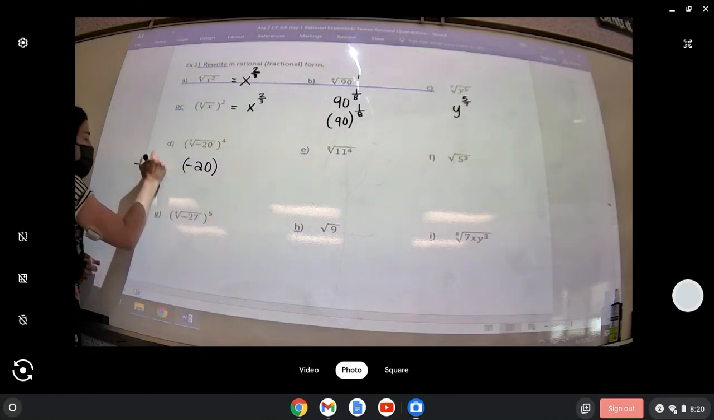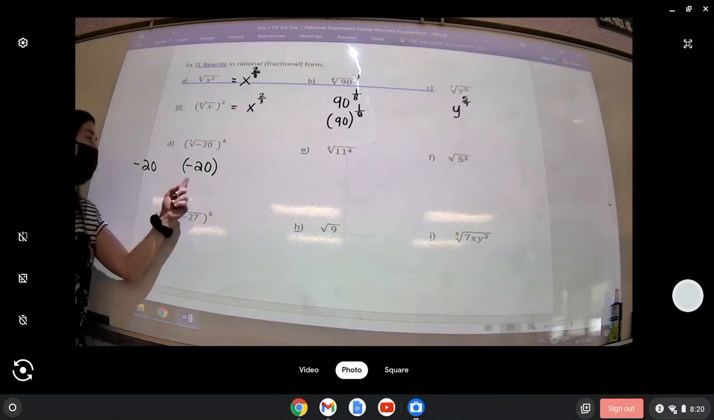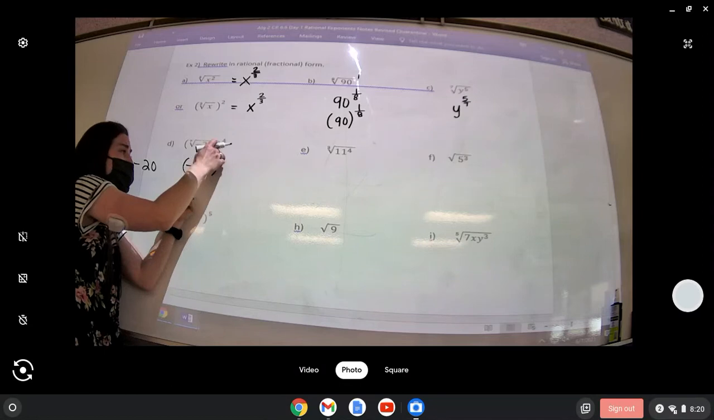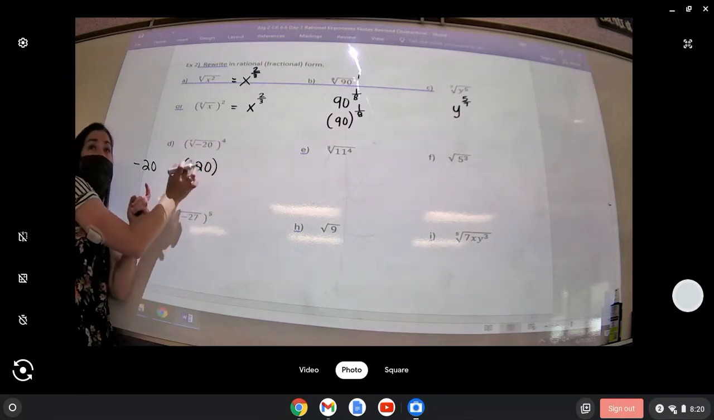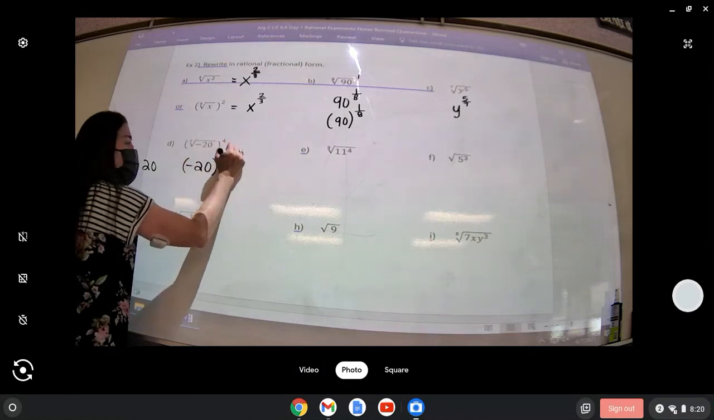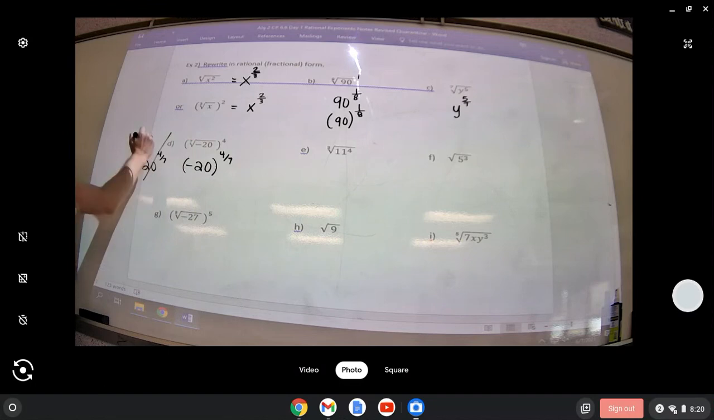If you write it like this, then whatever exponent you put is really only on the 20, and that means the negative sign would not have been underneath the radical. So in a problem like this, you have to have parentheses so that you can show that the exponent is on both the negative sign and the 20. So then it would be a power of 4 over a root of 7. So again, if you wrote this, you're wrong.